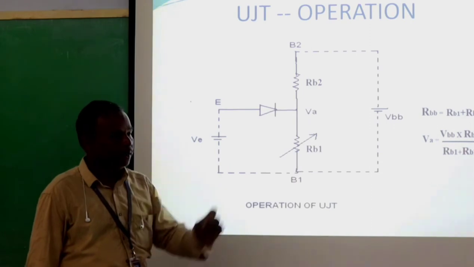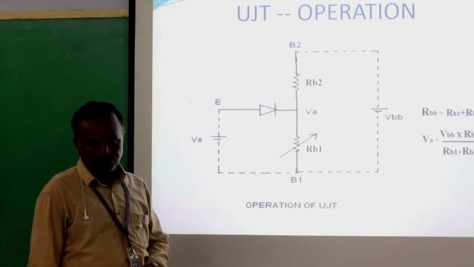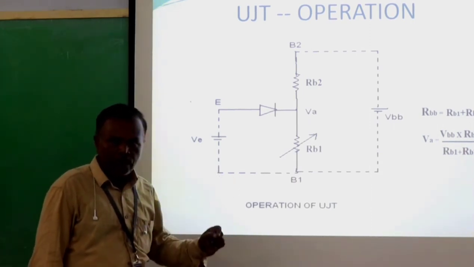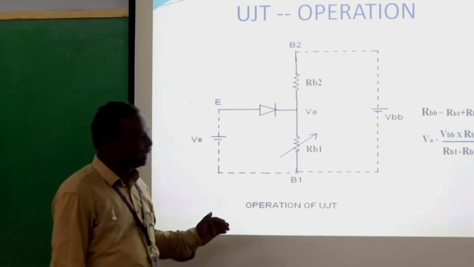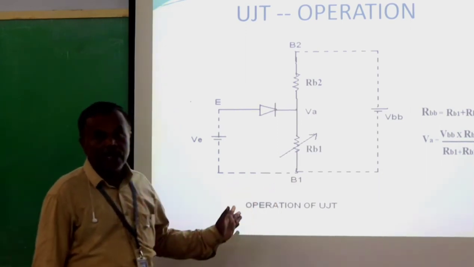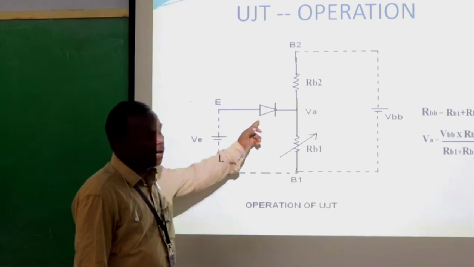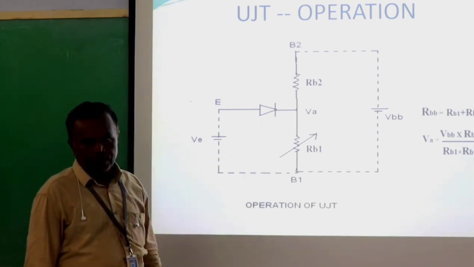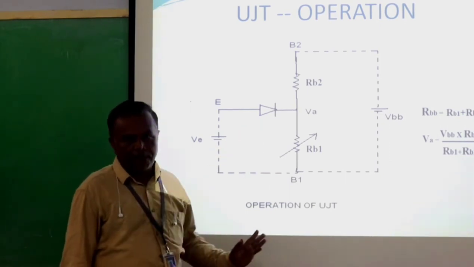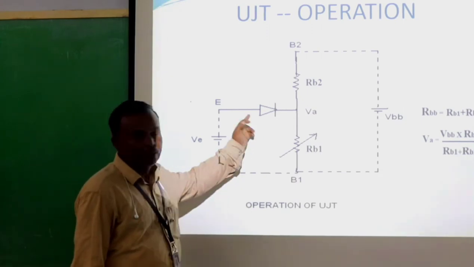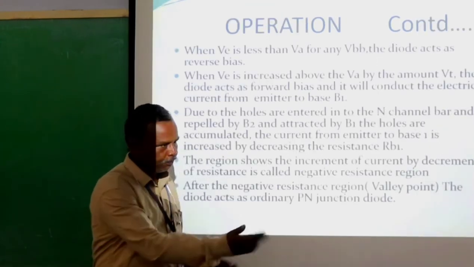That is the valley point. Up to the valley point, the voltage is reduced to the valley voltage and the current is increased. Beyond the valley point, it acts like an ordinary PN diode. Therefore, after the valley point, the diode conducts just like the PN diode.